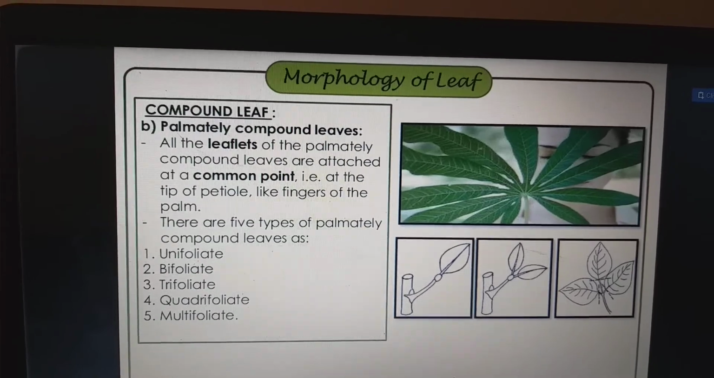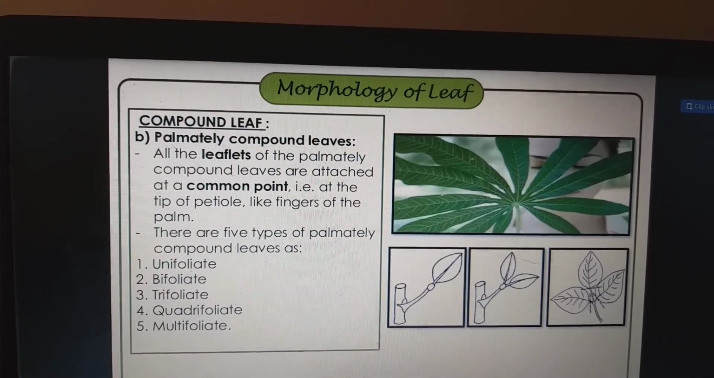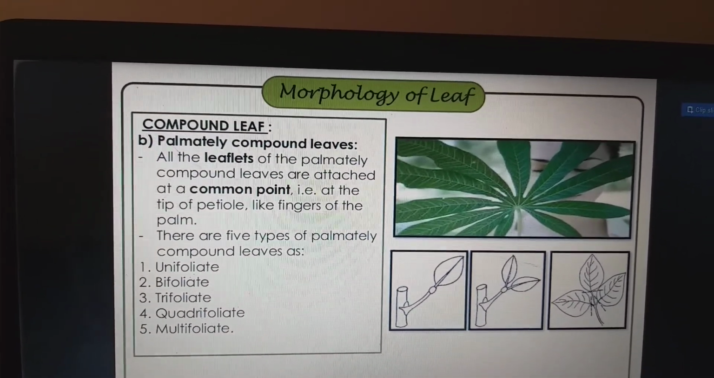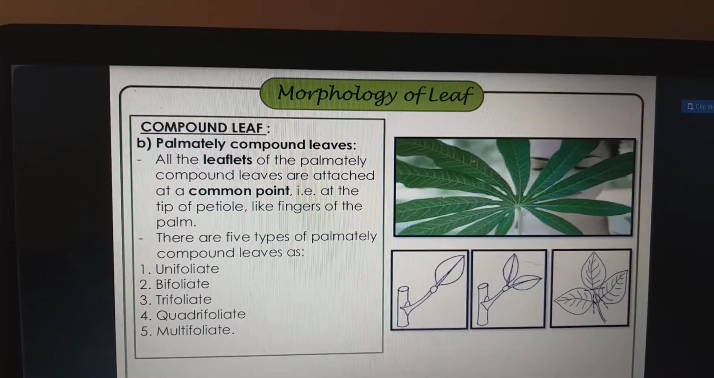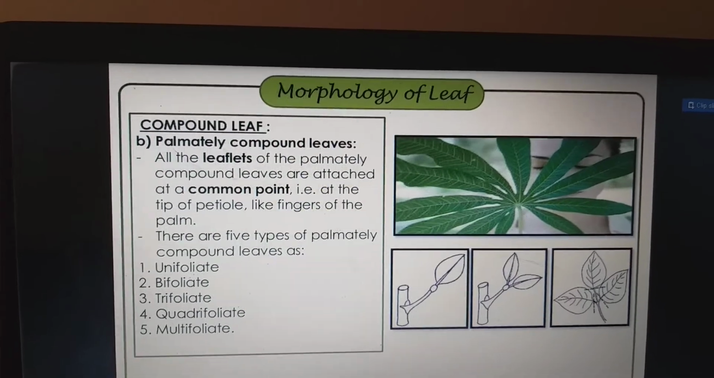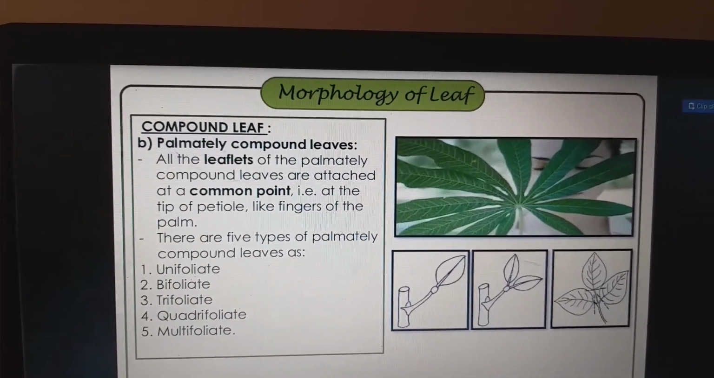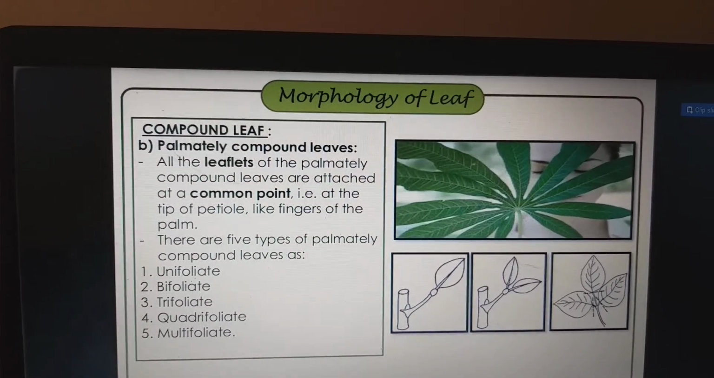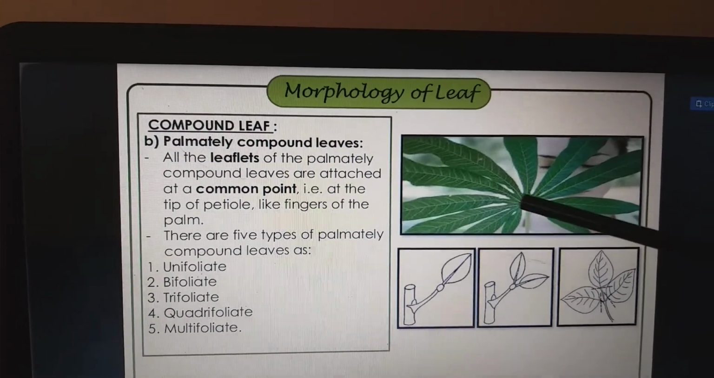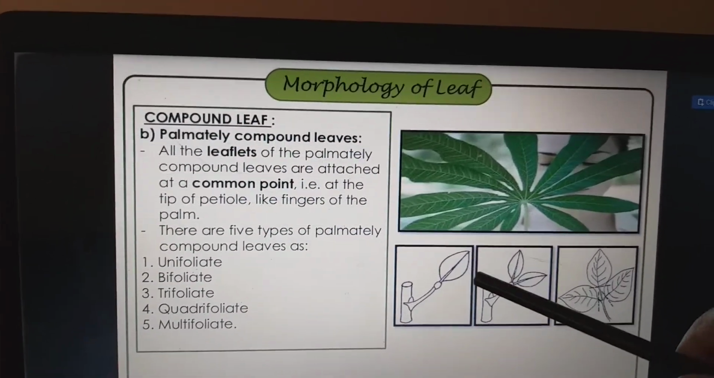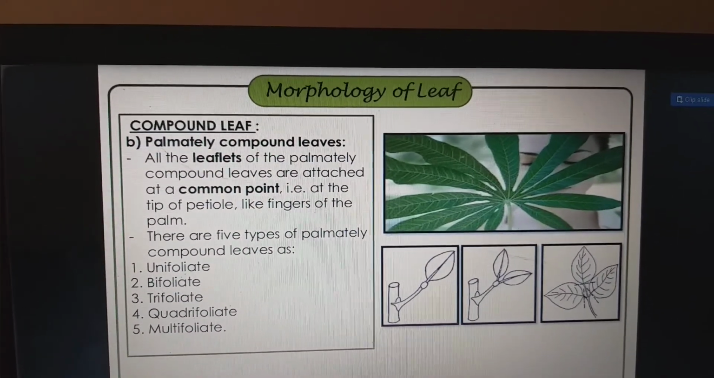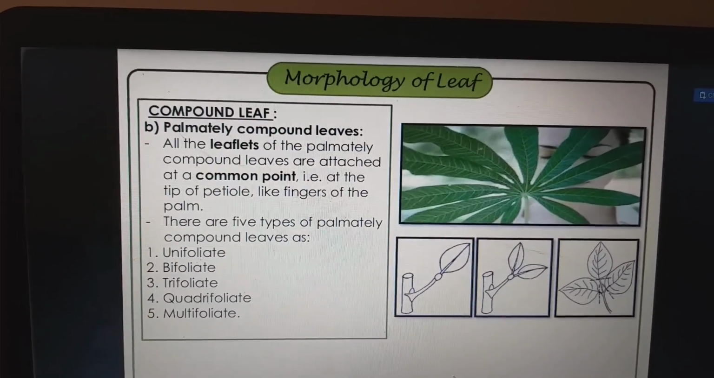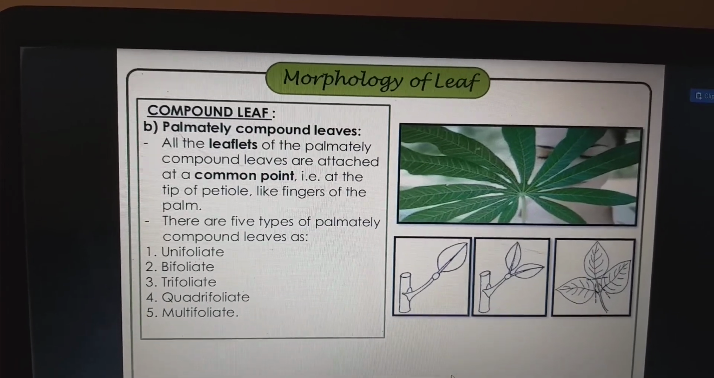Coming to the next, palmately compound leaf. All the leaflets of the palmately compound leaf are attached at a common point at the tip of the petiole, like the fingers of a palm. There are types of palmately compound leaf: unifoliate, meaning the presence of only one leaf at the petiole, bifoliate, trifoliate. If we have 4 leaves, we call it quadrifoliate. If it is more than 4, we call it multifoliate.